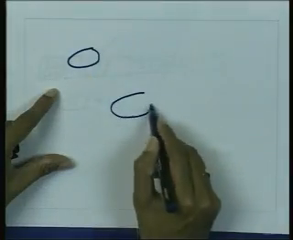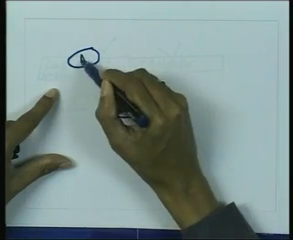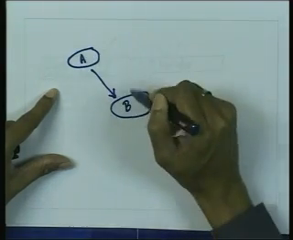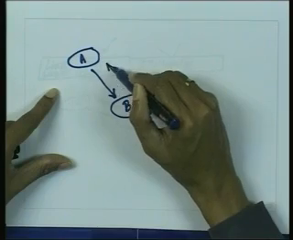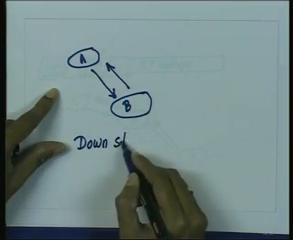Now, another thing we wanted to say is that the label allocation could be downstream based, or it could also be upstream based label allocation. Now, in the downstream based label allocation, what happens is that if the packet is going to flow from A to B, then label allocation will proceed from B to A. So this is downstream based label allocation.